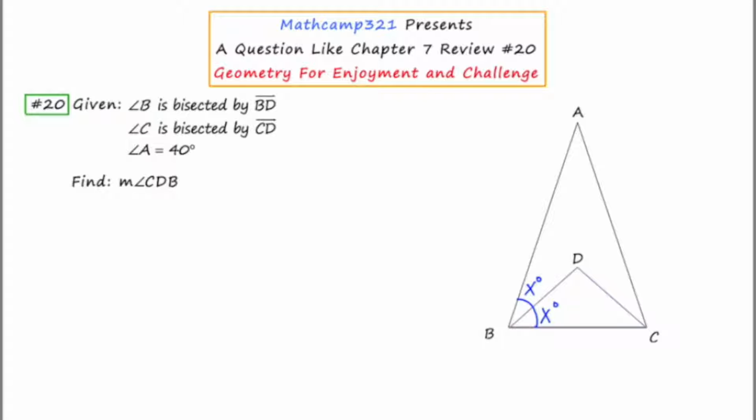Now the second given says that angle C is being bisected by ray CD. So here's angle C over here, and it's being bisected, it's being cut in half. But again, I don't know the specific measure because it's not given to us, so I'm just going to call each part y. Now the third given is that angle A up on the top is 40 degrees.